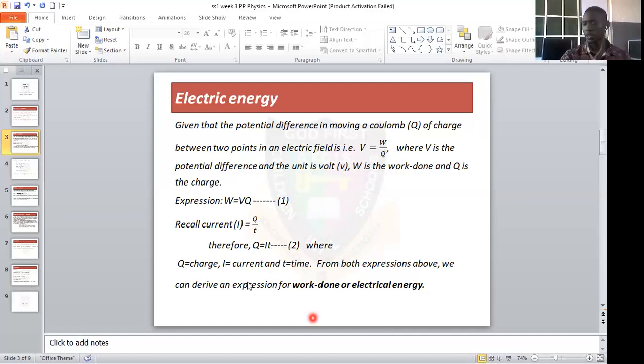Doing that, where Q is the charge, I is the current, and T is the time. Please take note of these parameters and their meaning. Q is the charge, I is the current, and T is the time. So from both expressions above, we can derive the expression for work done or electrical energy.